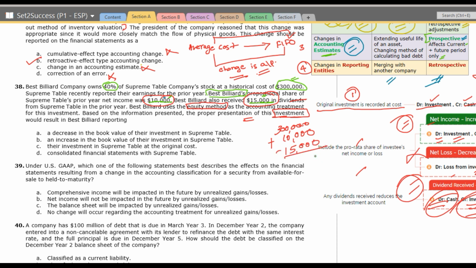By calculating this, we get 295,000. So our investment account has fallen from 300,000 to 295,000. So the fall is 5,000. The correct option is a decrease in the book value of their investment in Supreme Table. So there is a decrease in the book value, and the amount is $5,000.